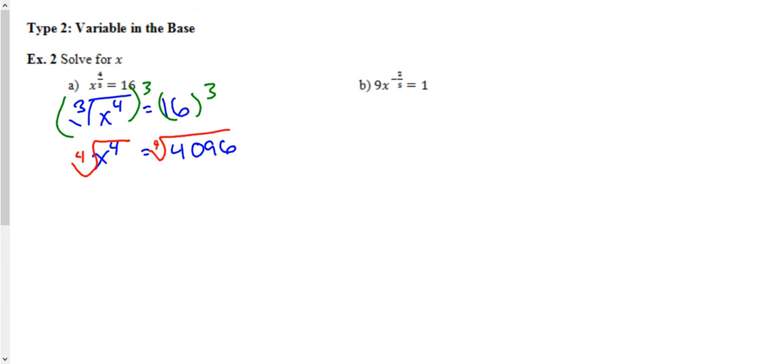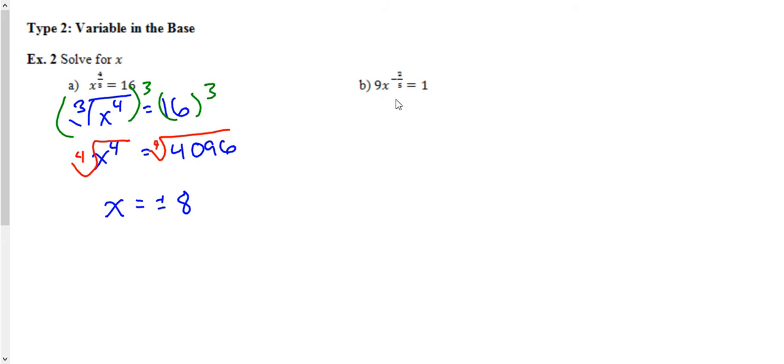And here, just as a reminder, whenever you have a radical around a variable, your answer is always going to be plus minus, always plus minus. And the fourth root of 4096 is going to be 8. And there we go. So x is going to be equal to positive and negative 8.